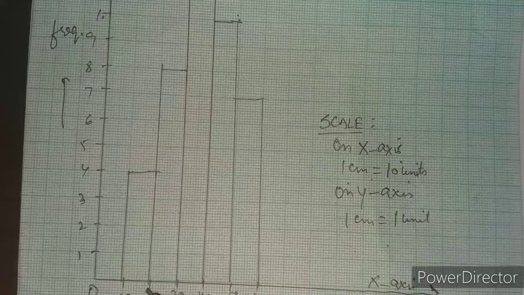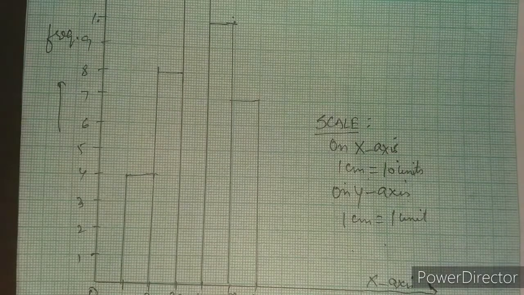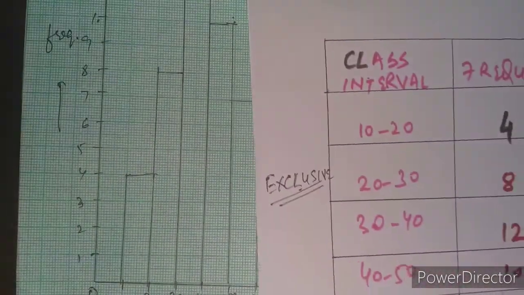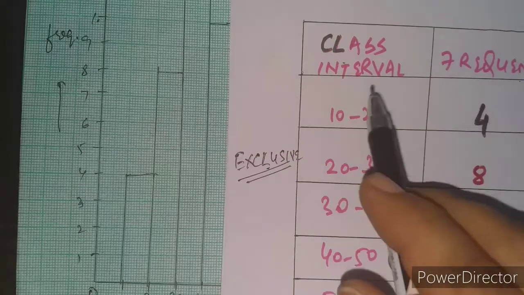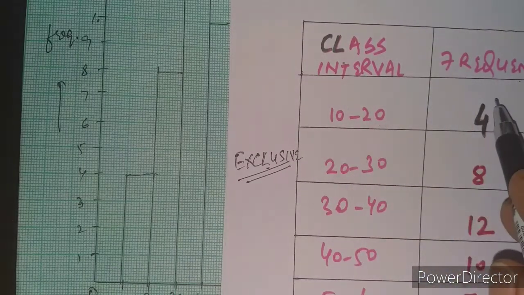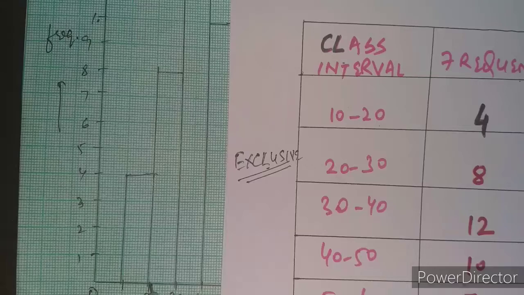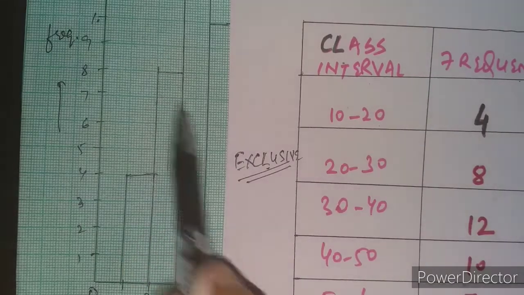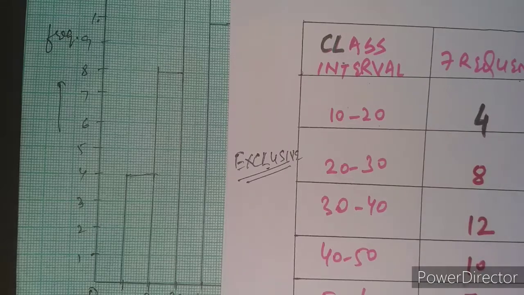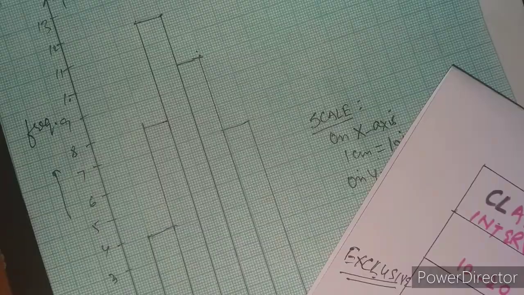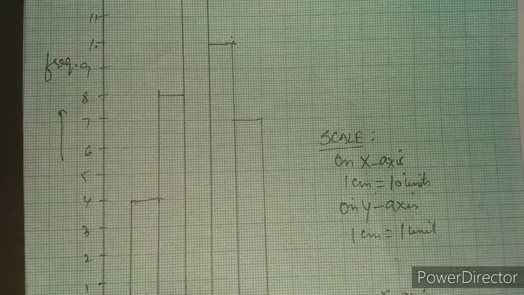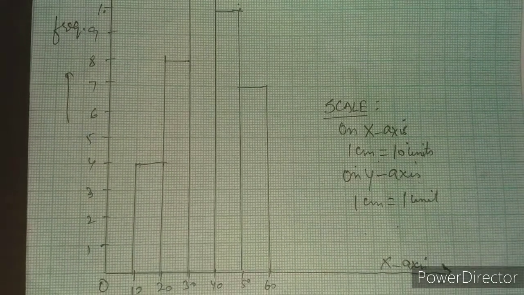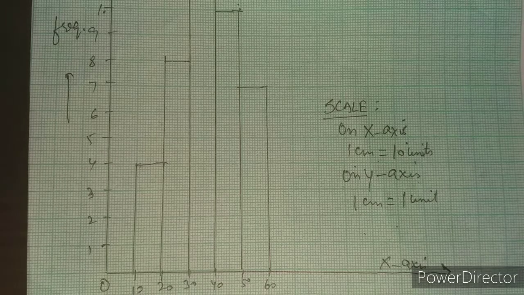The first column, 10 to 20, should be plotted against 4. The 10 to 20 class interval is on the x-axis and frequency on the y-axis. From 10 to 20 I have taken a 4. Then 20 to 30, 8, as given in the box. Repeating the same process in the other columns also, I have drawn the histogram for you. Now we will use this histogram in order to draw the frequency polygon.